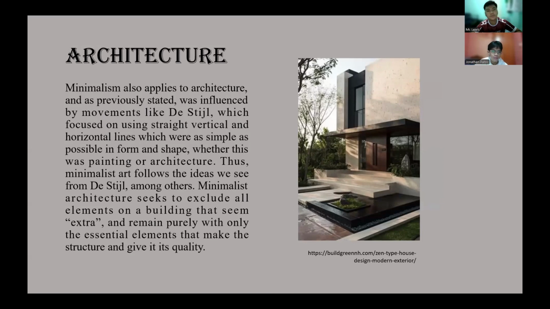Architecture. Minimalism also applied to architecture and, as previously stated, was influenced by movements like De Stijl, which focused on using straight vertical and horizontal lines which were as simple as possible in form and shape. Whether this was painting or architecture, minimalist art follows the ideas we see from this style. Among others, minimalist architecture seeks to exclude all elements on a building that seem extra, remaining purely with only the essential elements that make the structure and give it its quality.